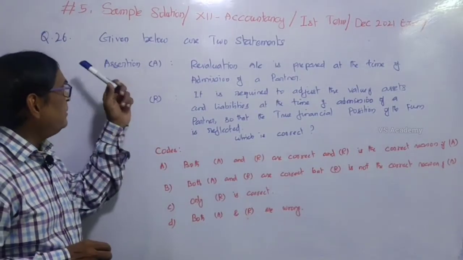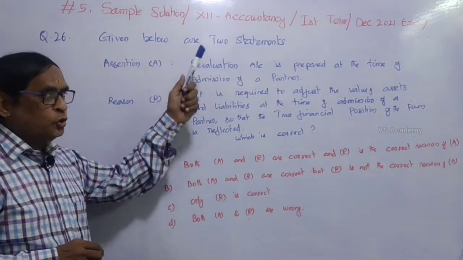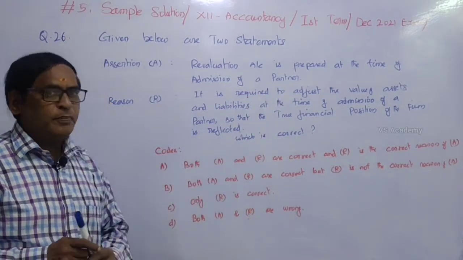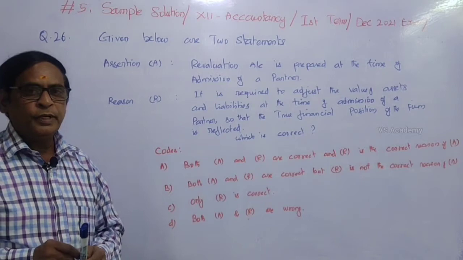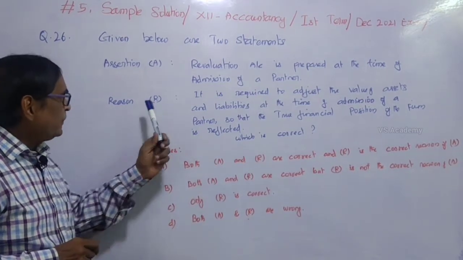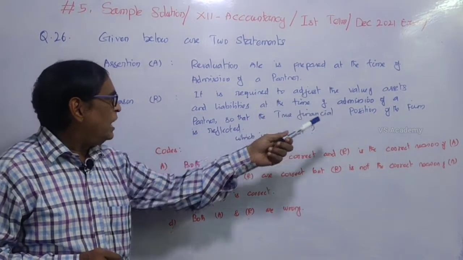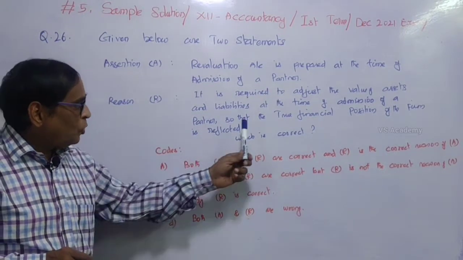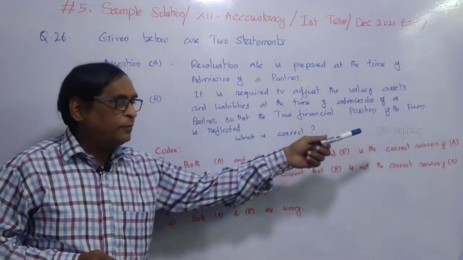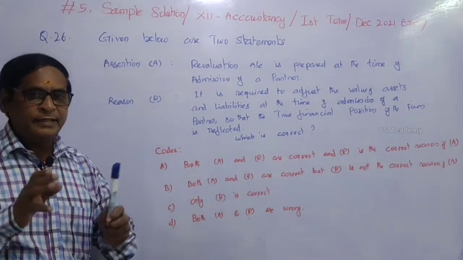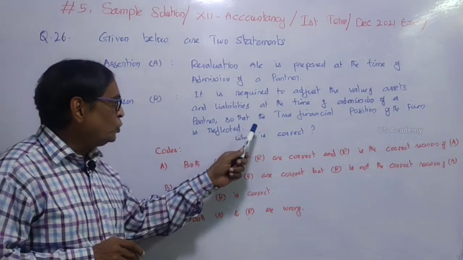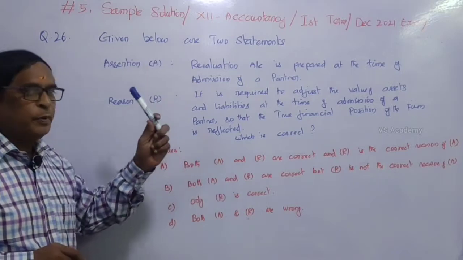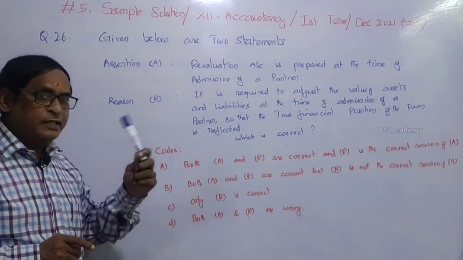Question number 26. Given below are two statements. Assertion: Revaluation account is prepared at the time of admission of a partner. It is true, it's correct. And then the reason: it is prepared to adjust the value of assets and liabilities at the time of admission of a partner so that the true financial position of the firm is reflected. Yes, exactly correct. In order to disclose the true financial position of the firm, it is to be prepared. So both are correct and the reason is also correct.